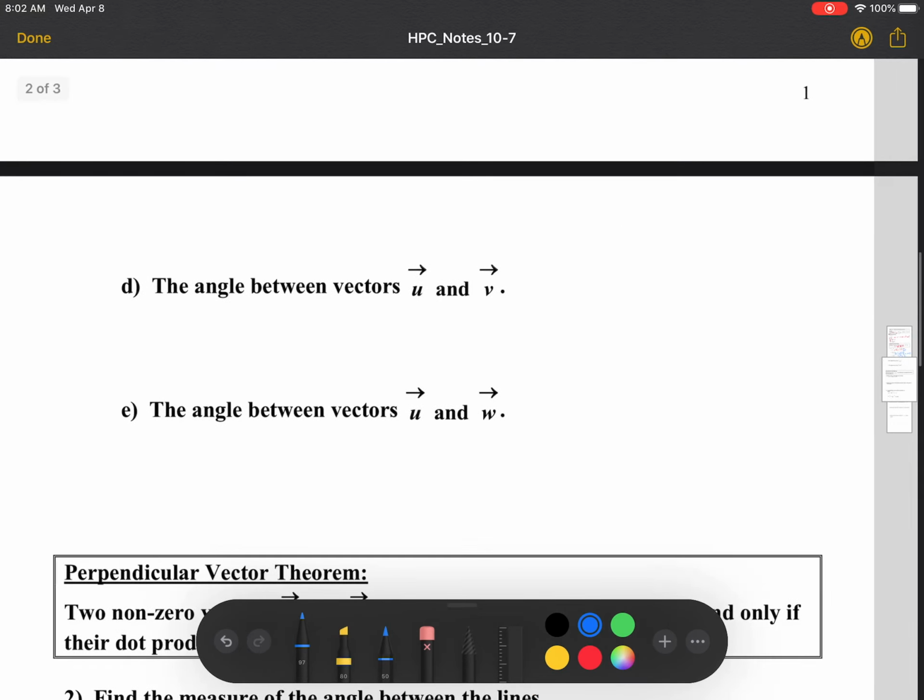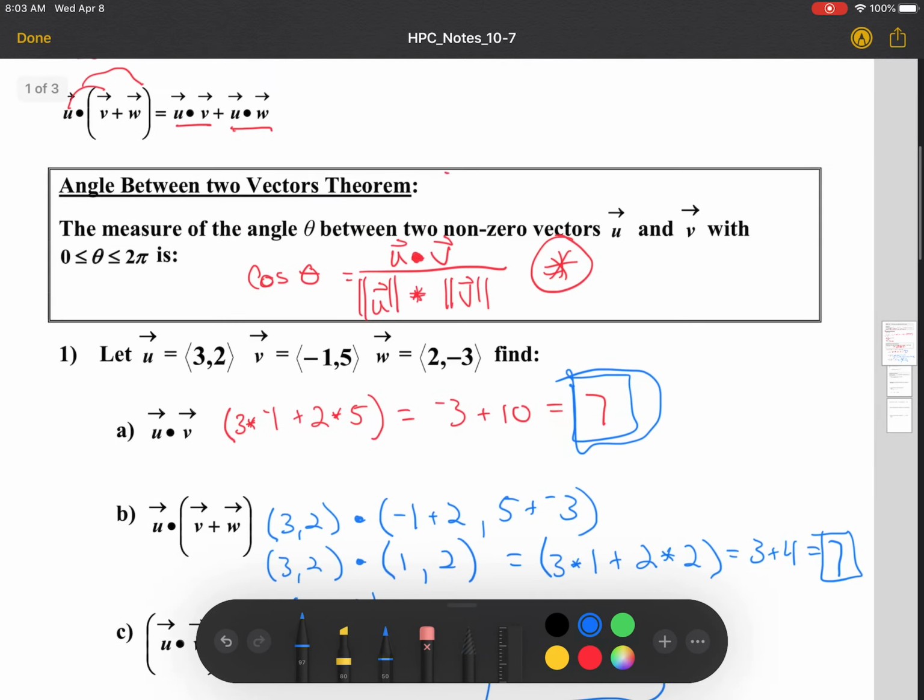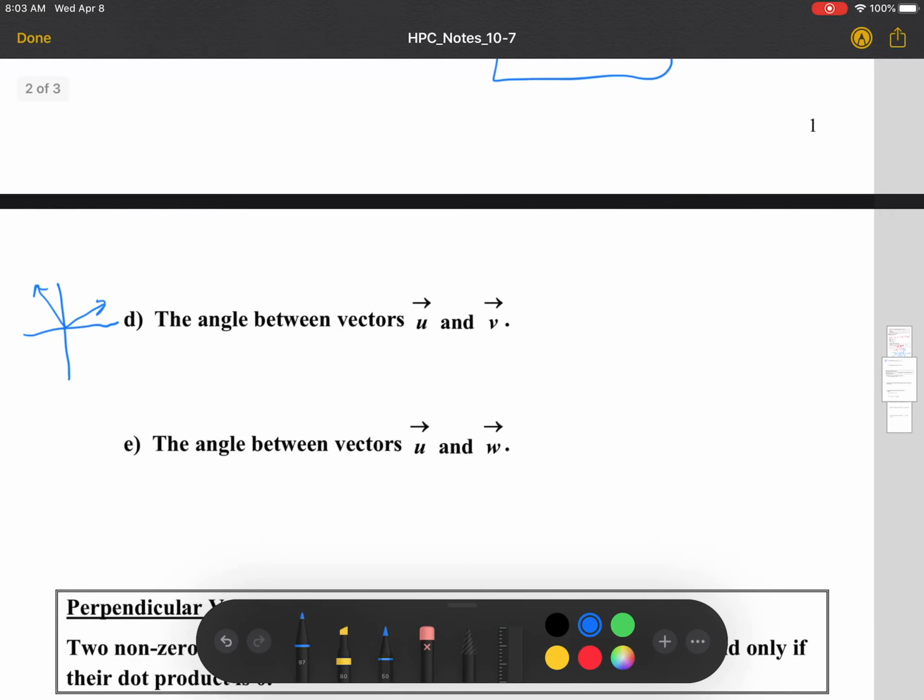Now going on to D, we're going to start using the angle between vectors theorem. So if we've got U and V, that's going to give us something kind of like this: we've got one out this way, and we've got one up that way. This is our U, this is our V. We know we're going to measure the angle between them, so let's set up our formula.